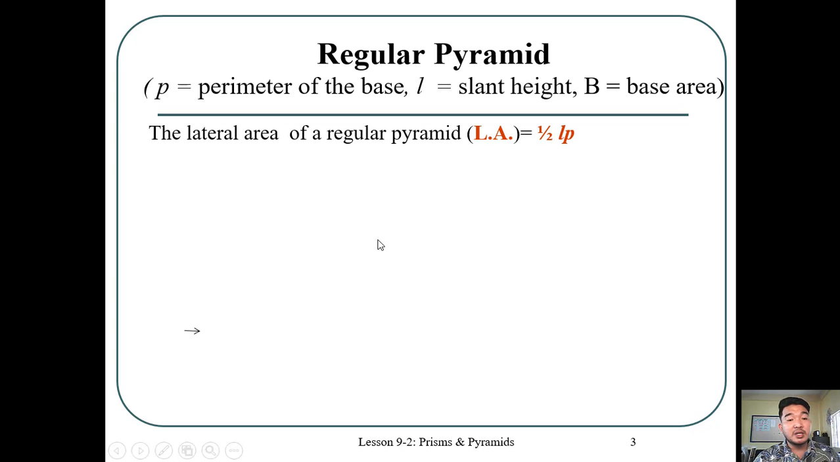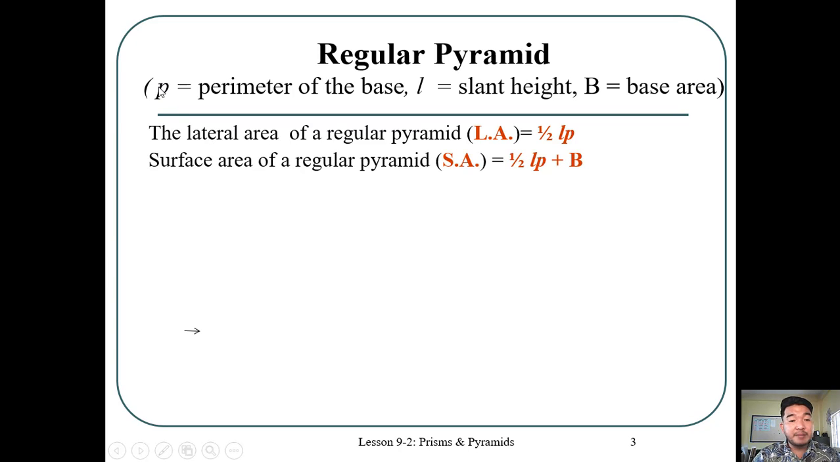We move on to the different problems that we are going to solve using the regular pyramid. We have P for the perimeter of the base, L for the slant height, and capital B for the area of the base. So take note of all these letters. P is for the perimeter of the base, L is for the slant height, and capital B is for the area of the base.